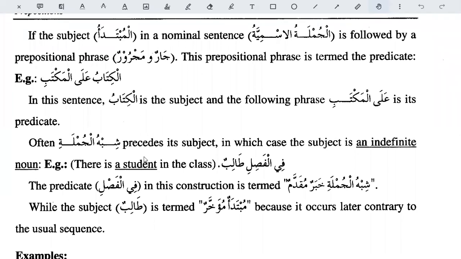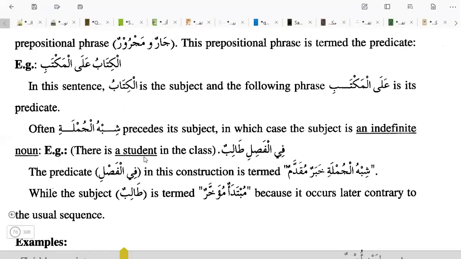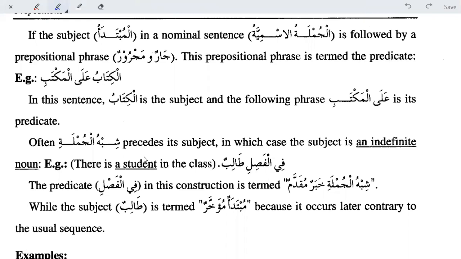Often a shibul jumla precedes its subject, in which case the subject is an indefinite noun. E.g., there is a student in the class. Fil fasli talibun. The predicate fil fasli in this sentence is termed shibul jumla khabar muqaddam. Why is the subject talib termed mubtada mu'akhkhar? Because it occurs later, contrary to the usual sequence.